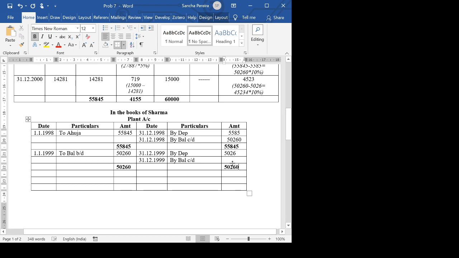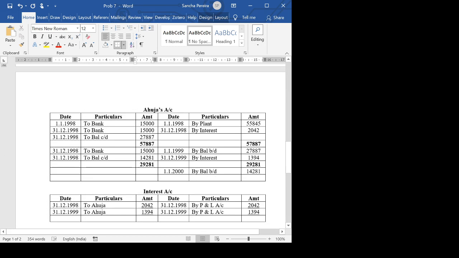50,260. Balancing figure will be 50,260 minus 5026. We get 45,234. 45,234. Bring down the balance immediately. 1st January 2000. To balance brought down 45,234. Okay, and we proceed to the last year.